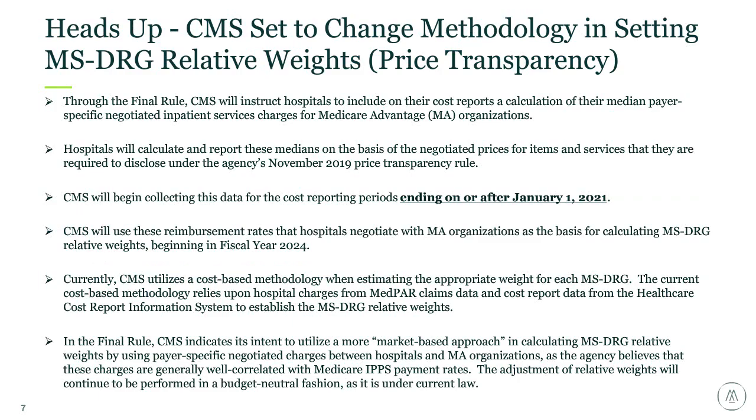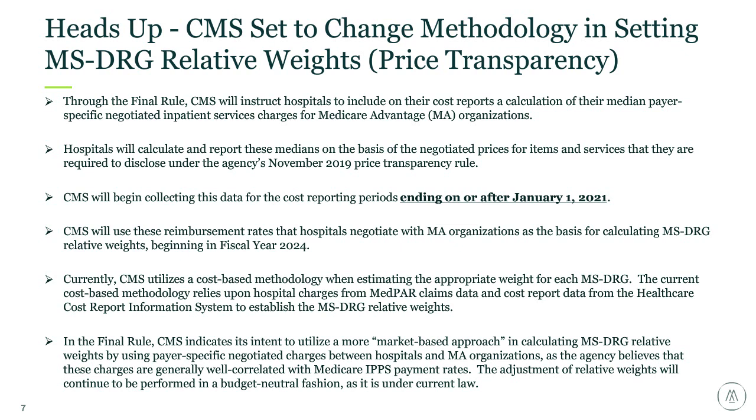Probably one of the more controversial changes that was implemented by CMS in the final IPPS rule has to do with the setting of MS-DRG relative weights using a market-based approach as compared to the current cost-based methodology. And this change really originates from the agency's price transparency rule issued in November of 2019. CMS believes that using a market-facing approach as compared to a cost-based approach in MS-DRG relative weight development will more align provider charges to Medicare IPPS payment rates.